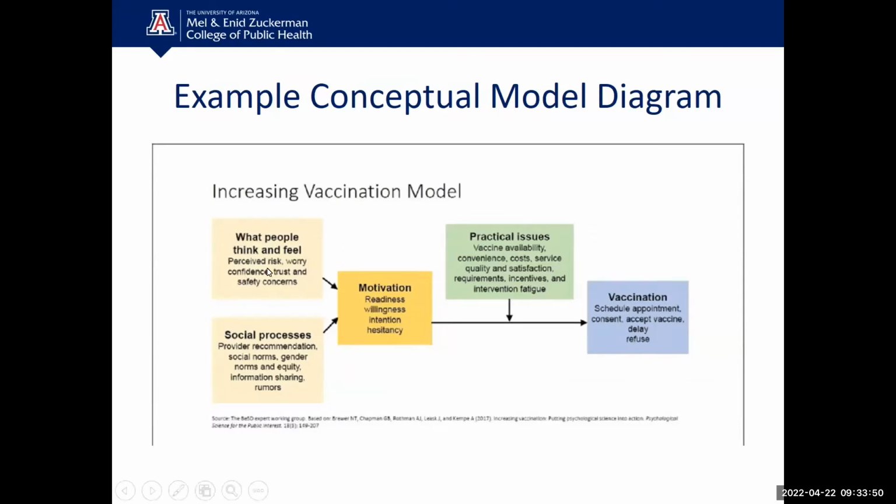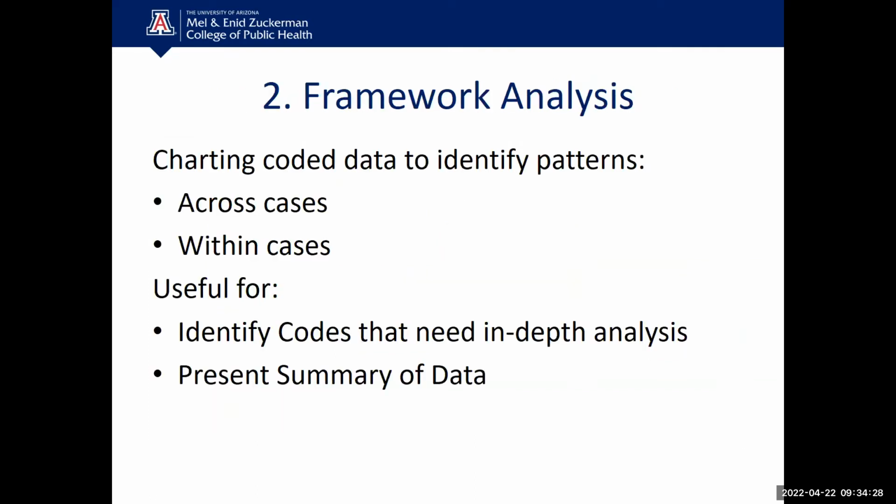This is a flow diagram that moves from the left, what people think, and then the social processes feed into your motivation, whether to get vaccinated or not. And then even if you're motivated, there may be practical issues that intervene, and then you end up with whether you get vaccinated or not. So this is probably at the early stages of analysis that you would use a conceptual model to understand what's going on in your data. And then another very important reason for data displays is to summarize your findings.